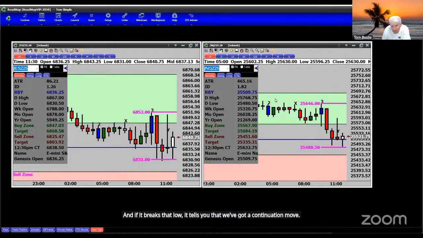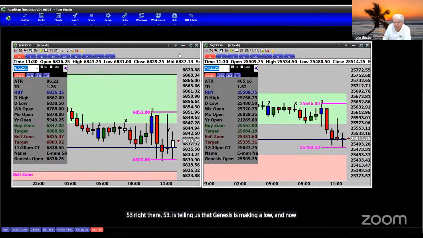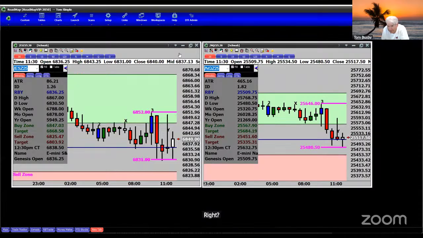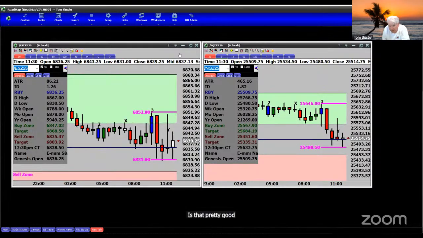If it goes above the high of RB3, which is up there at 57.53, it's telling us that Genesis is making a low, and now we've got something to trade off of for SPX and other things. Does everybody see that? Always go to RB3, take the high and draw a line and say, was this a high or low for the day you're in? Everybody see why I'm saying it's trying to make a low?